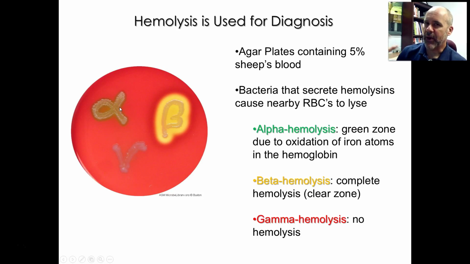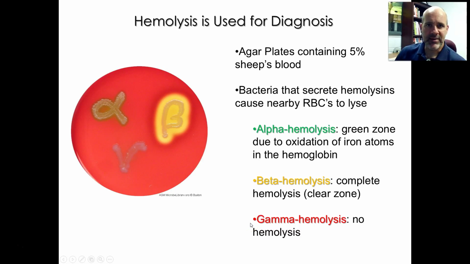And that's not really the red blood cells bursting, but instead there are substances released by the bacteria that cause the iron atoms in the hemoglobin to become oxidized. So they lose electrons and they take on a green color. So that's not really true hemolysis. That's not where the cells are really bursting. It's just a change in color of the hemoglobin due to changes in the iron atoms, oxidation. That's called alpha hemolysis. And finally you have gamma hemolysis, like the bacteria here, which really means no hemolysis.